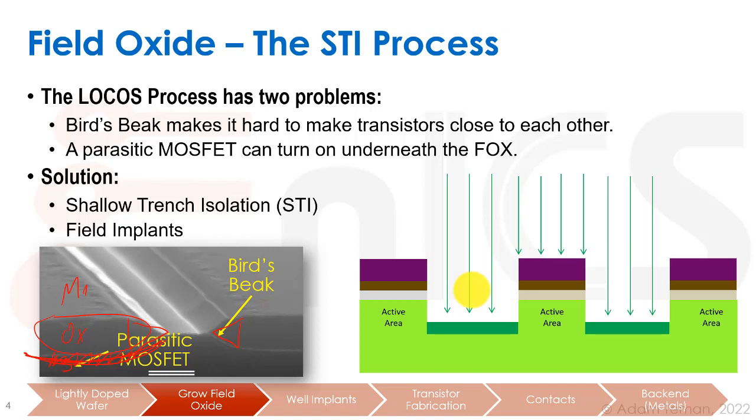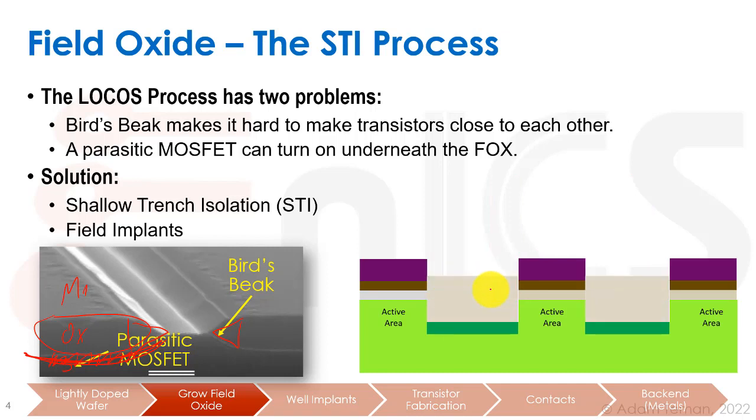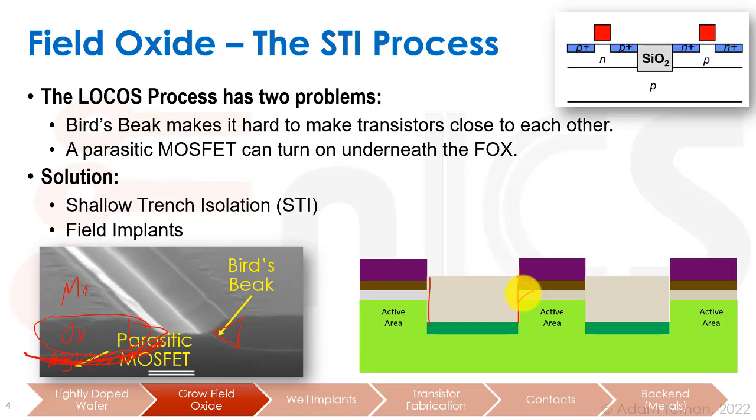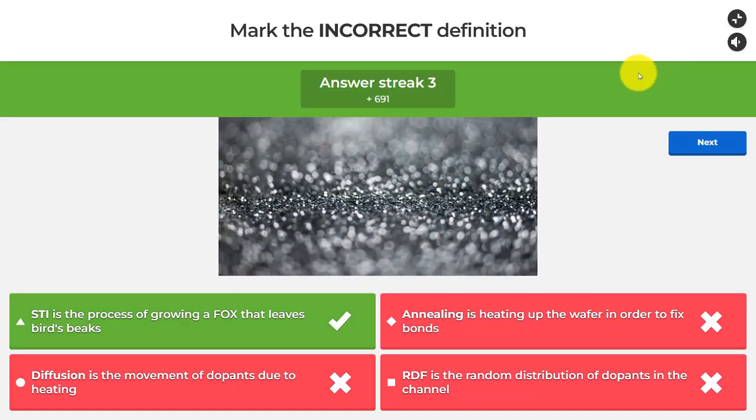So we really dug down inside, and then we can go and deposit, we can implant our field implants that are going to cause the VT of this parasitic transistor that's going to be over here to be really high. And then we can go and deposit oxide, and it becomes much more anisotropic, and we get a much more pretty type of isolation without these bird beaks that would cause us to have larger spacing requirements between diffusion areas. Okay, so that's basically what we get, and you can see over here that we get this nice shallow trench isolation. So STI is not the process of growing a field oxide that leaves bird beaks. That is the low-cost process. What about the other answers over here?